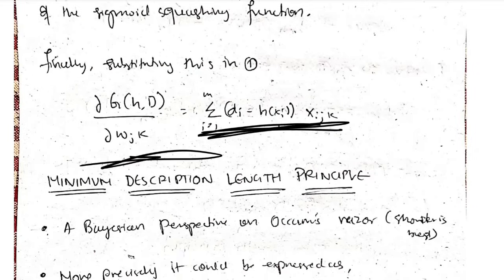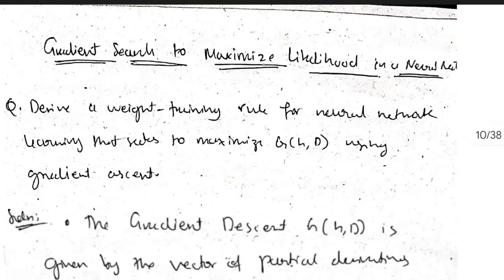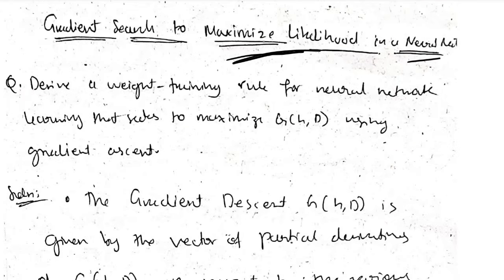This is what is called the gradient search to maximize likelihood of the neural network.